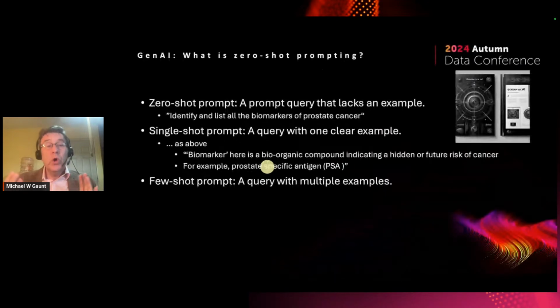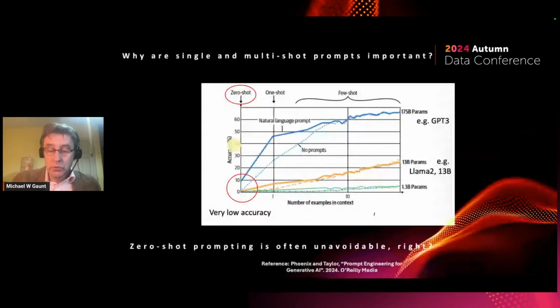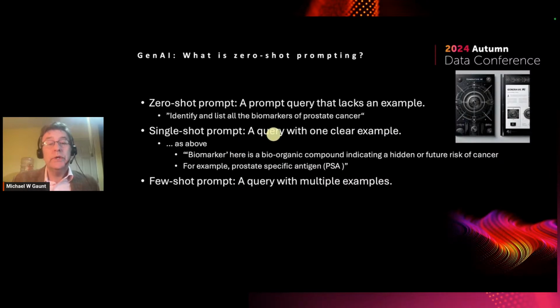So we want to cover what is zero-shot prompting. You do know the answer, just to make it clear. A zero-shot prompt is a prompt query that lacks an example. So: identify and list all the biomarkers of prostate cancer. That is a very confusing statement, and likewise GPT can be confused by that statement. A single-shot prompt is a query with one example, a very clear example.